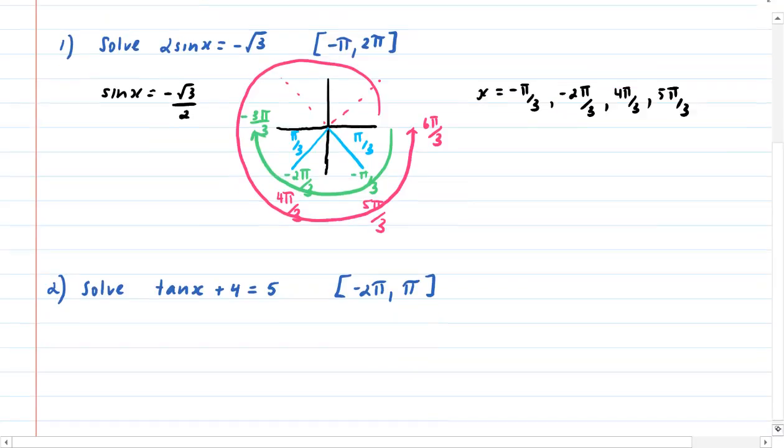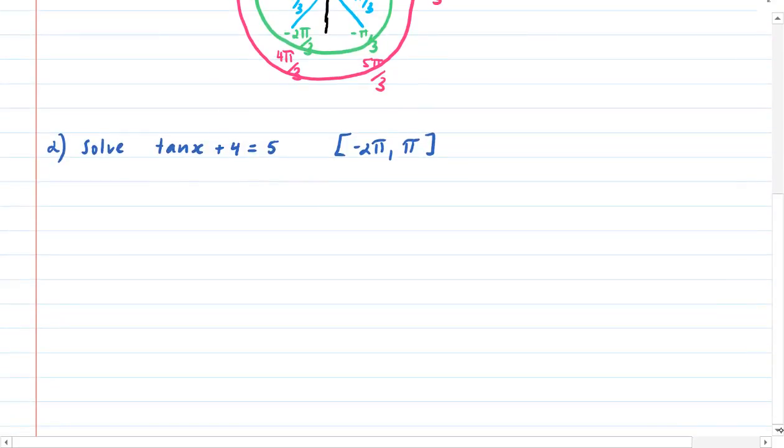So let's try the next one. And again, you might like to pause and give this one a go, especially now you've seen question 1, and then we'll have a look. Okay, so again, to start with, we want it to be tan x by itself. So if we take the 4 to the other side, we just get tan x is equal to 1.